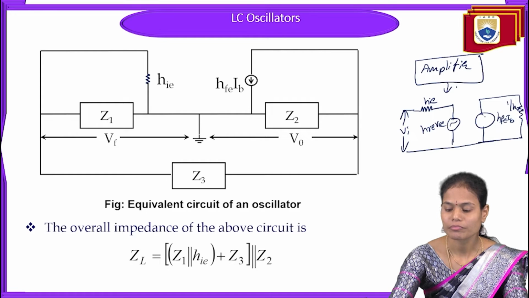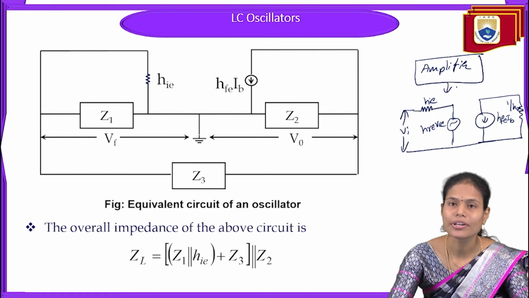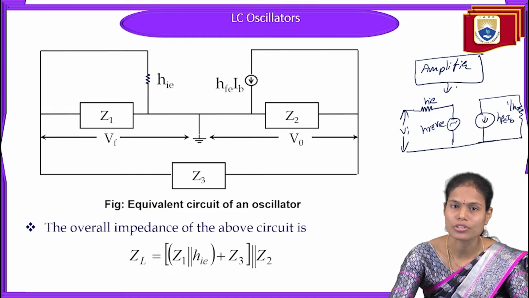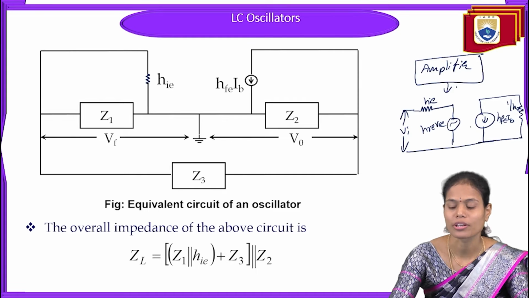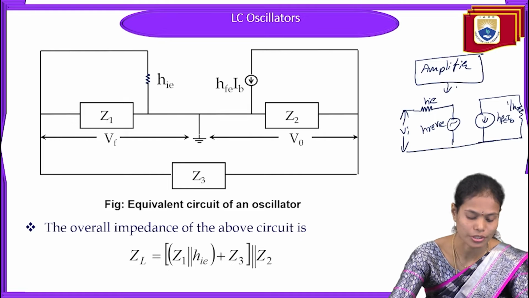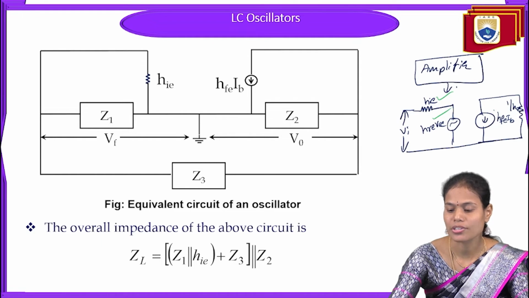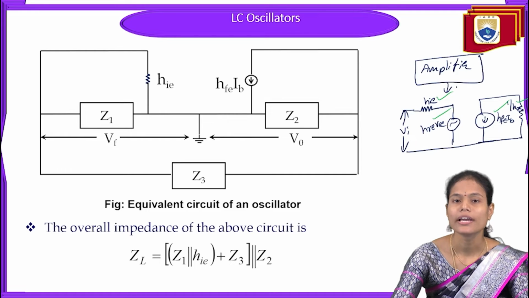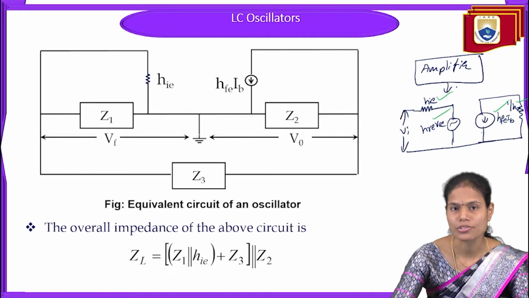So this is the hybrid equivalent circuit of the amplifier circuit in the exact model. In the exact model, we will consider all the 4 h parameters here. Okay, hie, hre, hfe, hoe. All the h parameters we will consider in the exact model of the hybrid equivalent circuit.